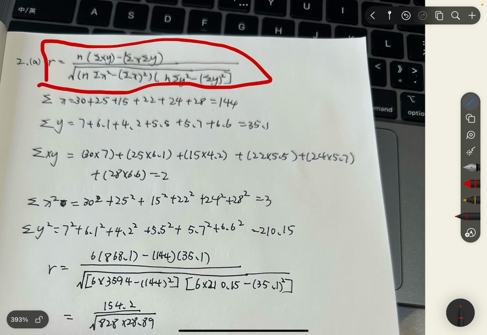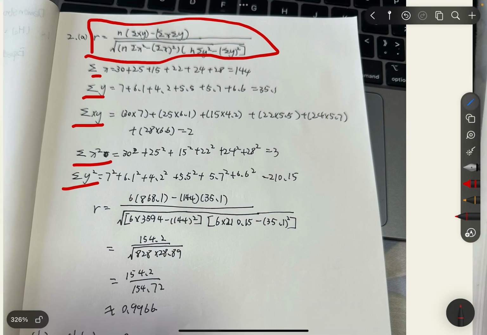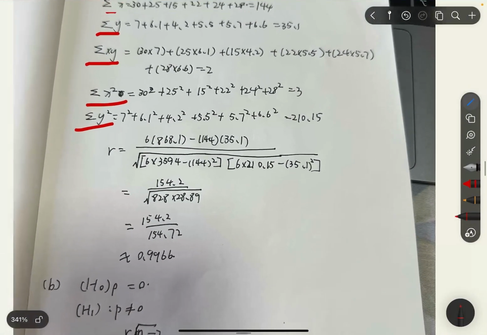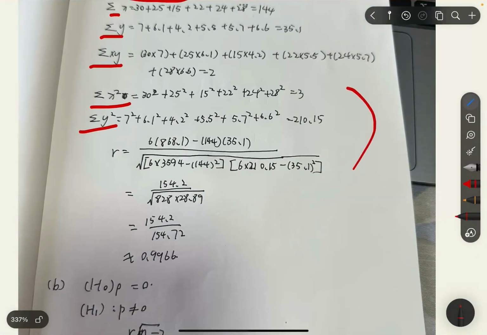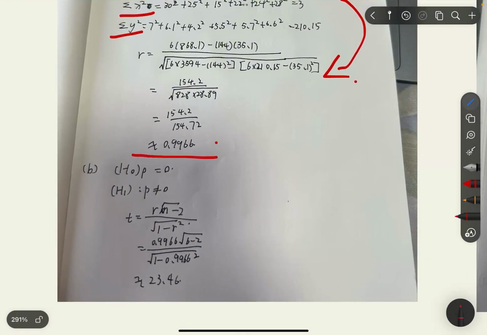First we calculate the necessary sums. We calculate x, y, and xy, and then we put this data into the formula. Then we get the final answer, 9.9966.